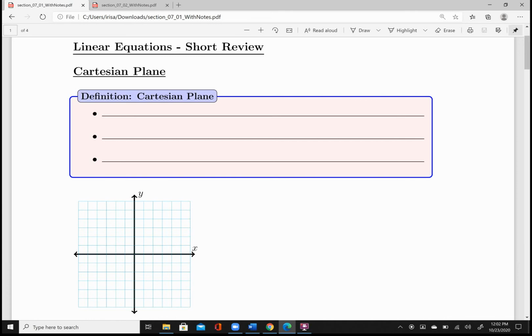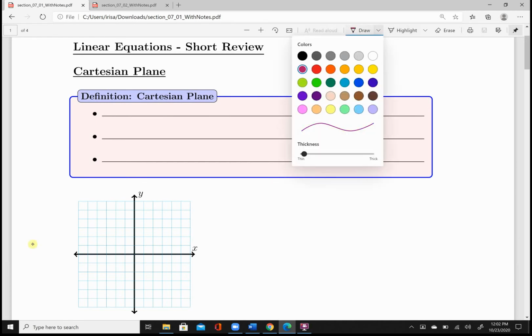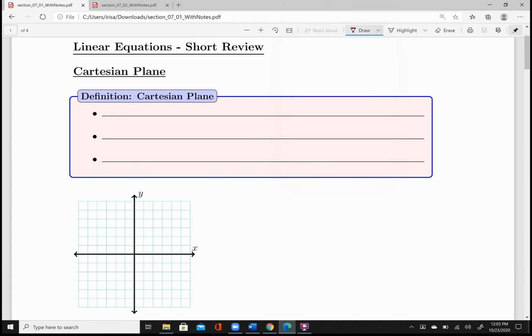But you can use it in order to plot ordered pairs, which is how we represent points. You can graph lines, curves, lots of different things. So what kind of things do we want to write down for our bulleted points in defining a Cartesian plane? Well, let's see. Let me get my drawer ready, and I want to pick this color right here. Okay. It is a two-dimensional space.